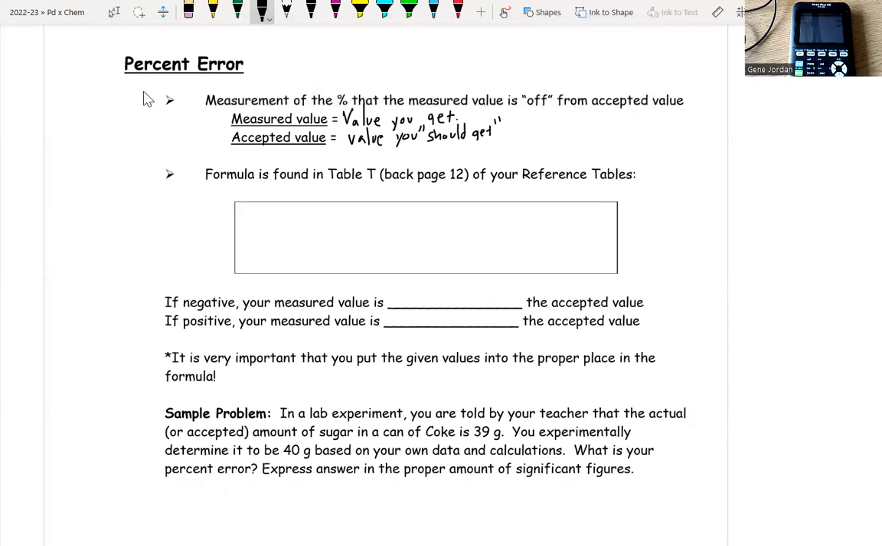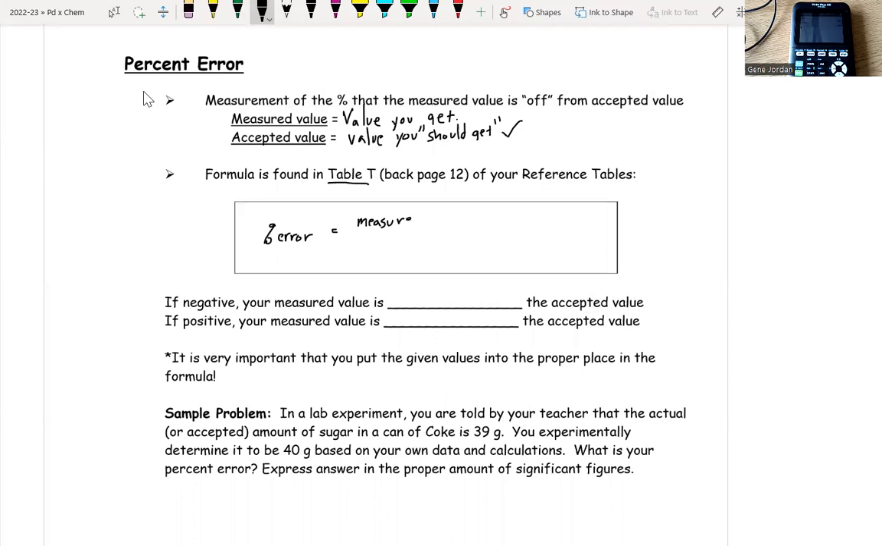But in science, we never get this accepted value all the time. It's actually a sign of not doing things correctly. If you always get the accepted value, your measured value should have a certain amount of percent error. What is percent error? Well, the formula is pretty easy. It's found in table T in your reference table, the very back page. It's given as percent error. It can be used in a lot of different things. So what's nice about learning this is you'll learn it in almost all of your sciences and math classes.